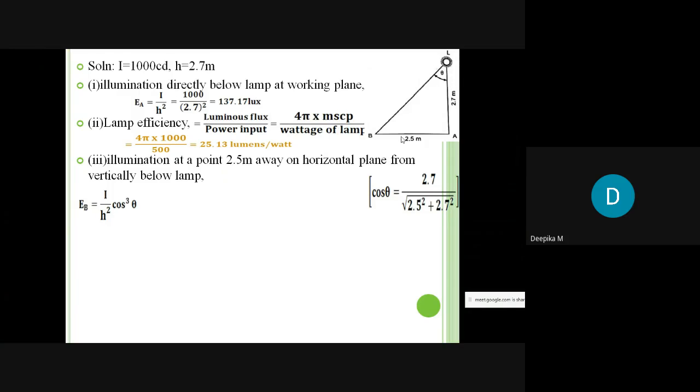Hypotenuse is nothing but the square root of the sum of the squares of the adjacent and opposite sides. Hence, it is nothing but the square root of 2.5 square plus 2.7 square. Let us substitute over here.